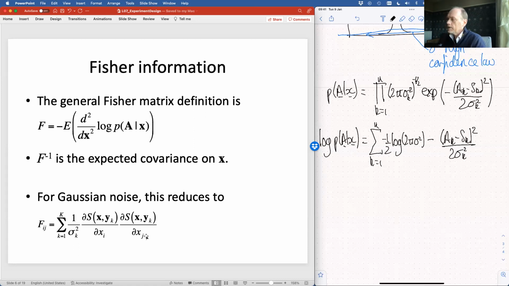And then we need to differentiate this log likelihood twice, of course. So I'm just going to derive this formula for one particular element of this matrix. So I'm going to differentiate first of all by xi and then by xj. So let's differentiate this with respect to one of the unknown parameters first of all, arbitrarily xi.